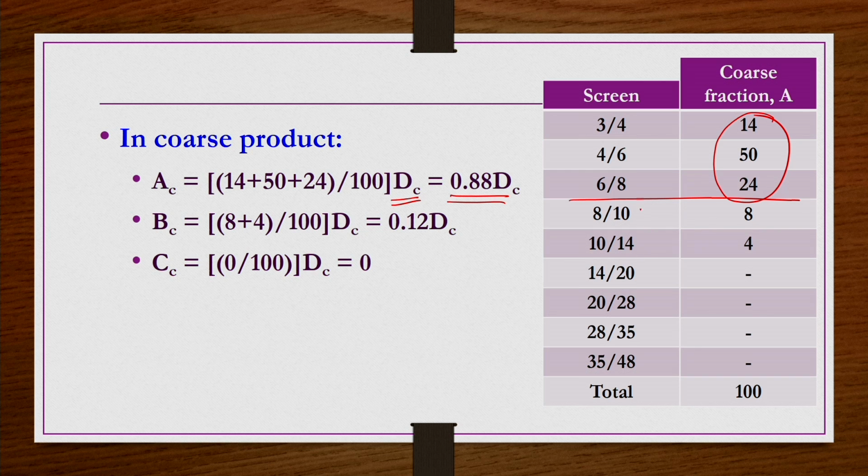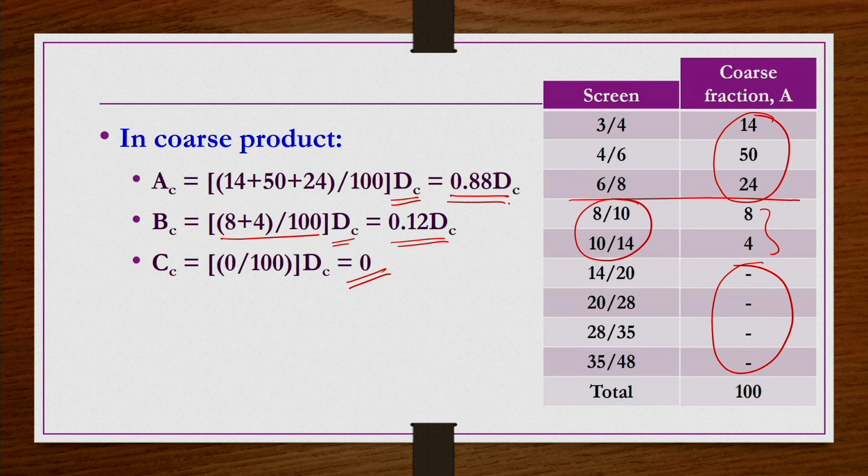Similarly, the medium one is between these two, that is 8 by 10 and 10 by 14. So, the corresponding fractions are 8 plus 4 divided by 10 multiplied by DC, that is 0.12 DC. And then the fine fraction passing through 14 mesh is not there in this coarse product at all. So, at least in the coarse product the fine material is not there, only coarse and then medium material are there.